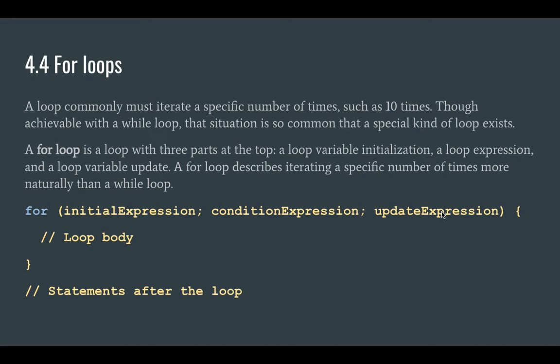And then the update expression is the incrementer. Typically we'll say i++, or if you want to do a decrementer, you can say i--. And then there's the loop body, the statement. Now, if you're thinking about this for your project, you could write your code using a for loop. You could declare the initial expression, the condition expression, and the update expression so that you're not repeating your logic over and over again.